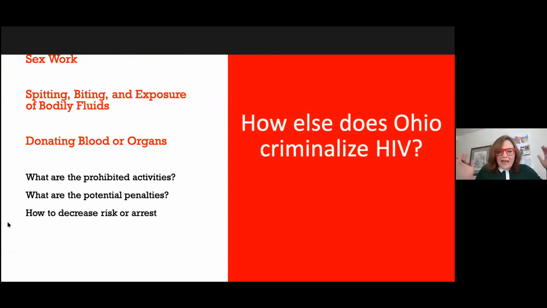Okay, so we have been focused on that first law, the felonious assault law in Ohio, but I mentioned at the beginning there were a total of six different laws that criminalize status. Here are, in essence, the five other laws. Three of them are sex work related, one is bodily fluids on a law enforcement officer, and then there's donating organs or blood.